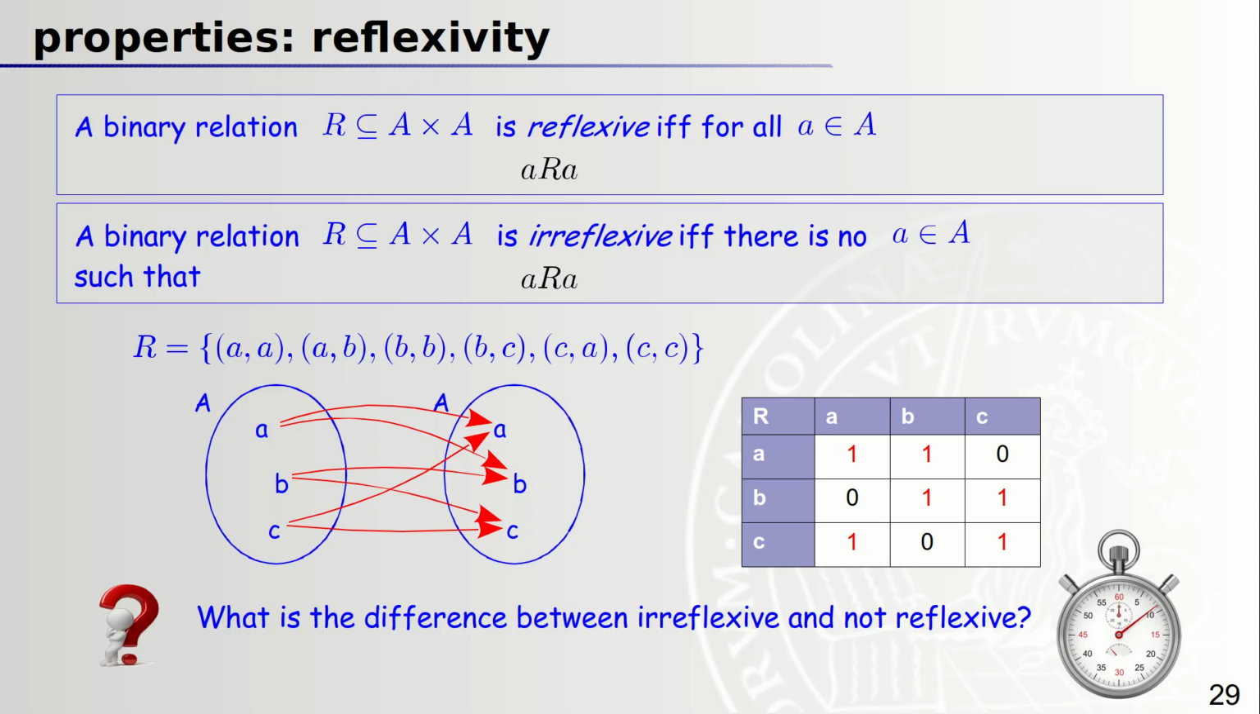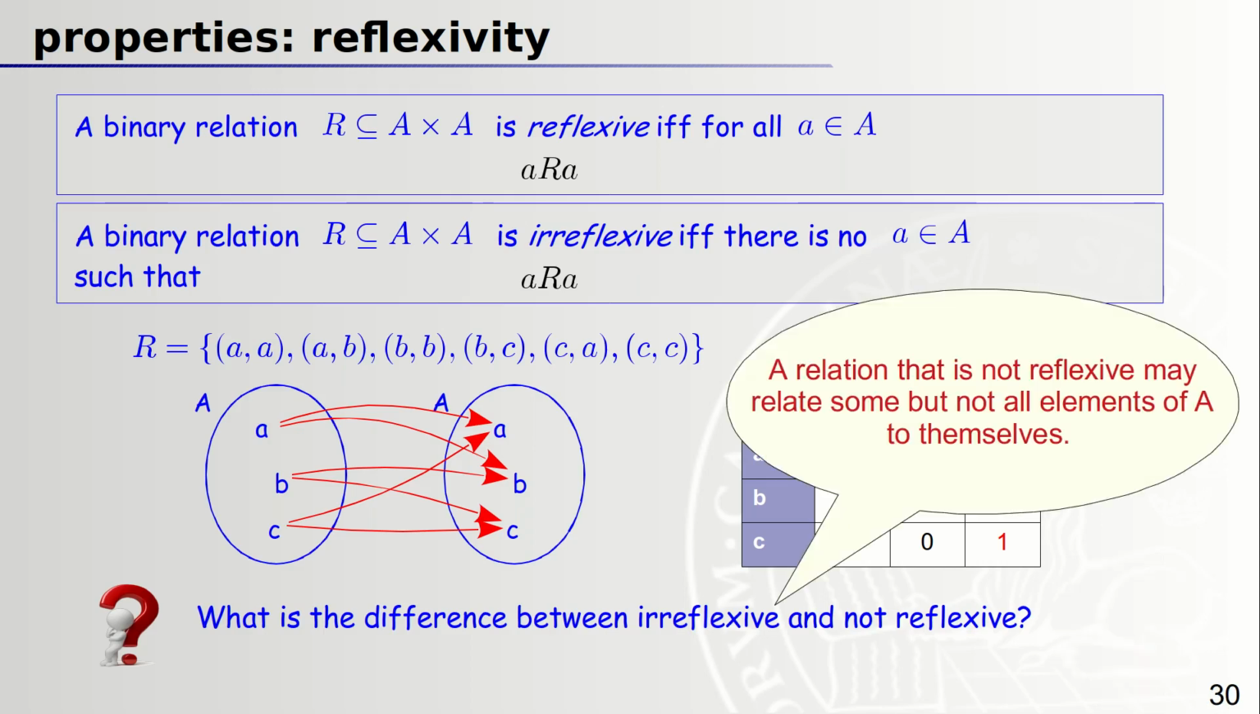What is the difference between irreflexive and not reflexive? A relation that is not reflexive may relate some but not all elements of A to themselves.